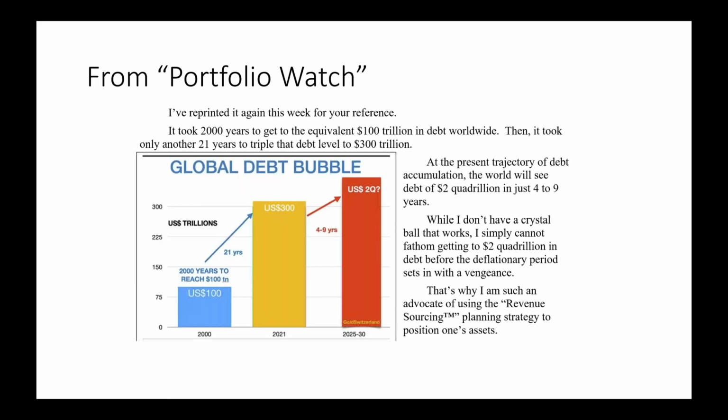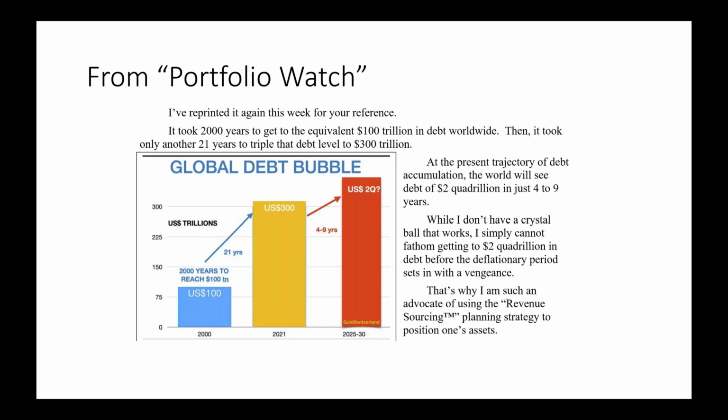Now, the chart that I have here is from Gold Switzerland. I often quote Matthew Piepenburg and Egon von Greyerz from Gold Switzerland. And the chart that you see on the slide here points out that it took 2,000 years to get to the equivalent of $100 trillion of debt worldwide. 2,000 years to get to $100 trillion in debt worldwide. And then it took only another 21 years to triple that debt to 300 trillion.